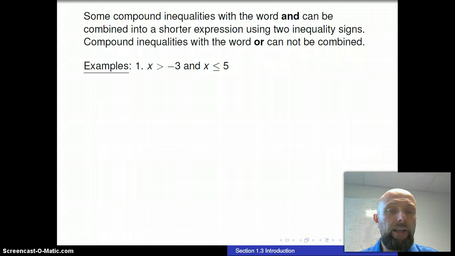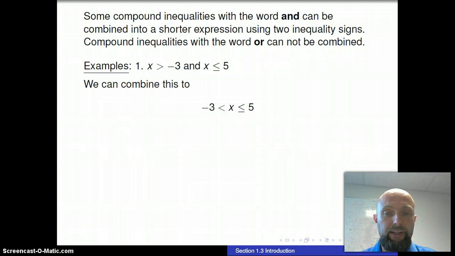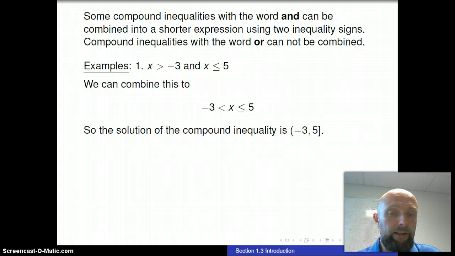Examples. x > −3 and x ≤ 5. We can combine this into −3 < x ≤ 5. The reason we can do this is because it is a compound inequality using the word "and" and it is about the same expression, namely x, in both inequalities. Here this also means that we actually have the solution of the compound inequality already. It is the interval (−3, 5]. Notice a round bracket around −3 and a square bracket around 5, since −3 is not included, but 5 is included.